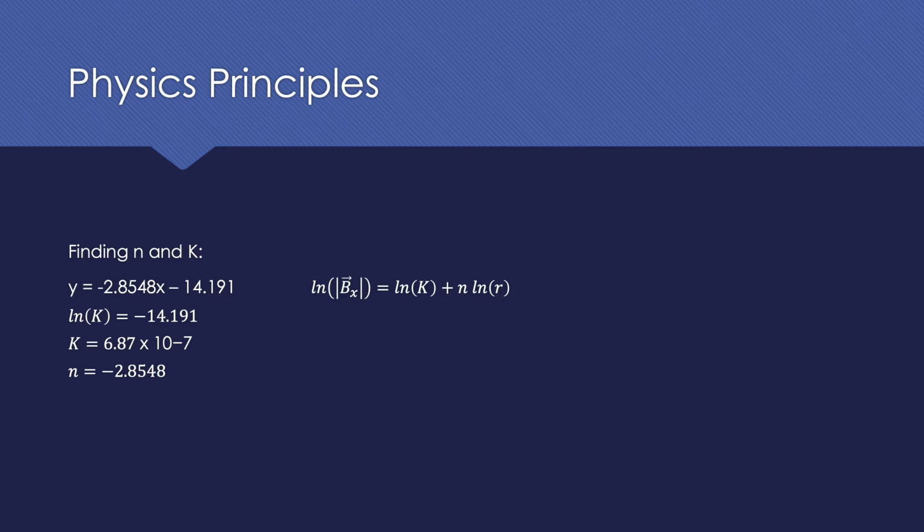We can find n and k by looking at the line of best fit, where the y-intercept corresponds to the ln of k, which is negative 14.191. Solving for k gives a value of 6.87 times 10 to the negative 7th. The slope corresponds to the distance dependence value n, which is negative 2.8548.